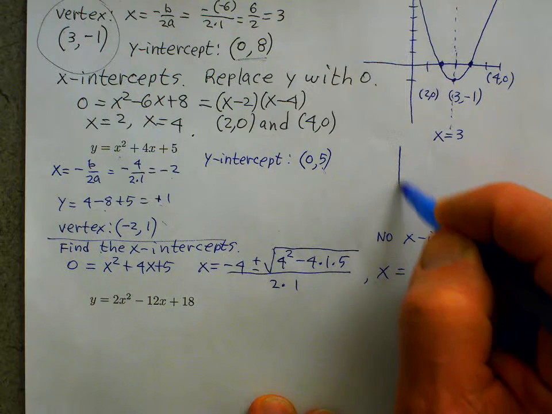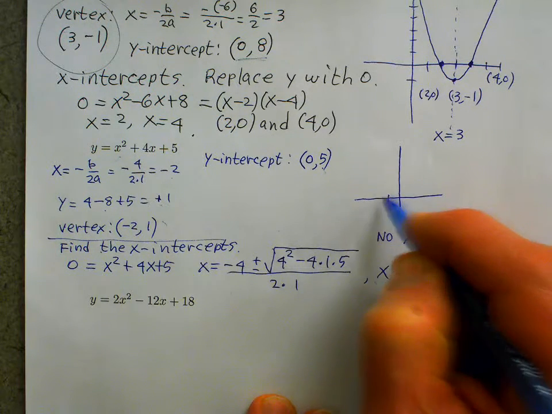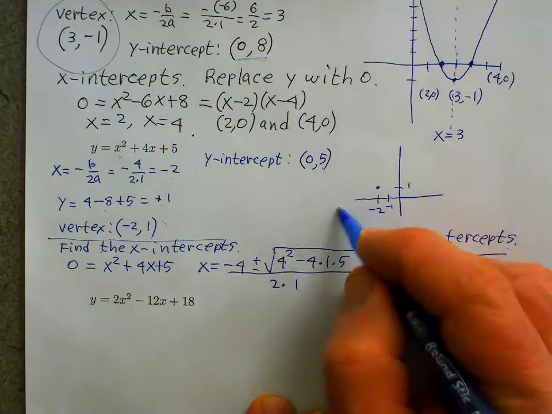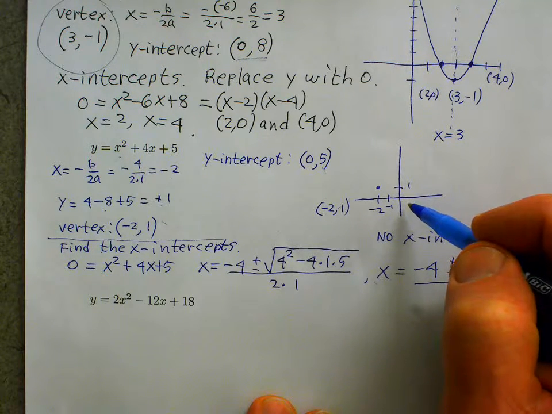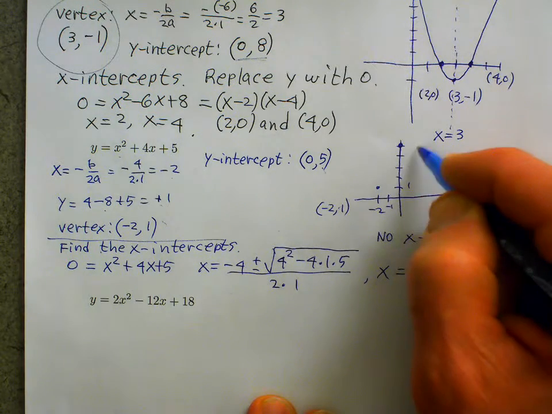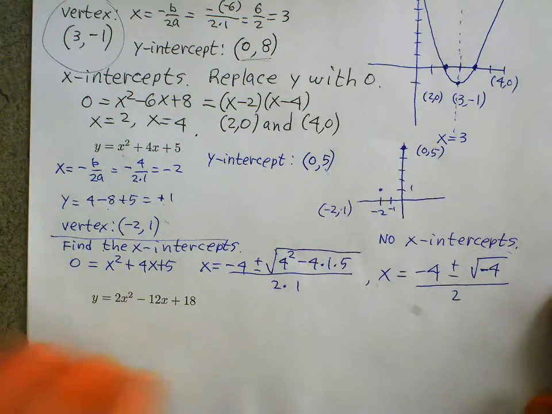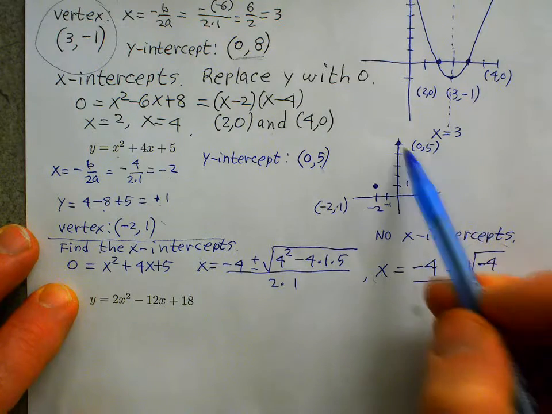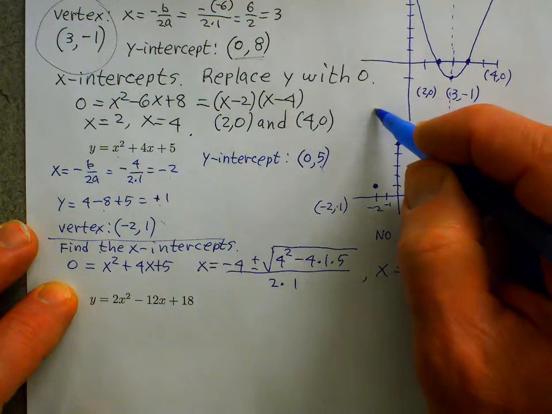Well, I'll squeeze in a graph here. -2, 1 is the vertex. The y-intercept is 0, 5. So let's find one more point on the graph. We know where the vertex is, and we know where the y-intercept is, so we can use symmetry to find another point.